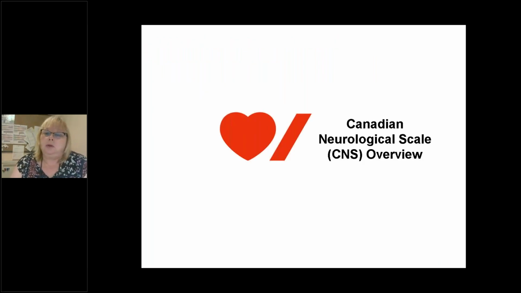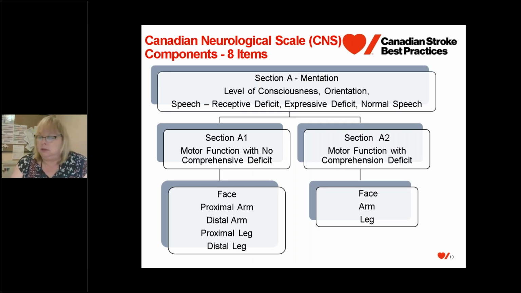I will now provide an overview of the Canadian Neurological Scale. The Canadian Neurological Scale is divided up into two parts. Section A, mentation. Section B, motor function testing. Section A, mentation, looks at level of consciousness, orientation, and speech. Section B, motor function, assesses impairment of the face, arm, and leg using a weighted scale. These items were chosen based on the prevalence and functional impact on stroke. I will walk through how we complete each of these components.